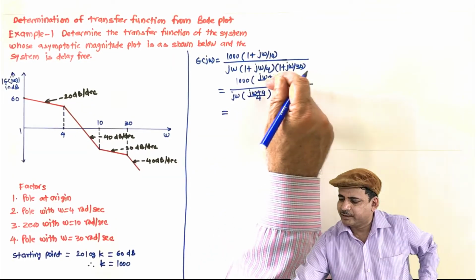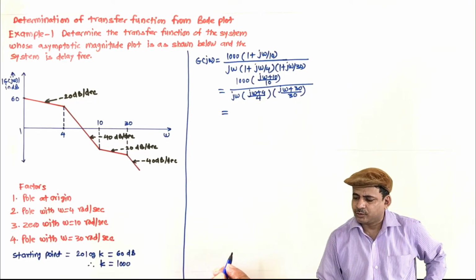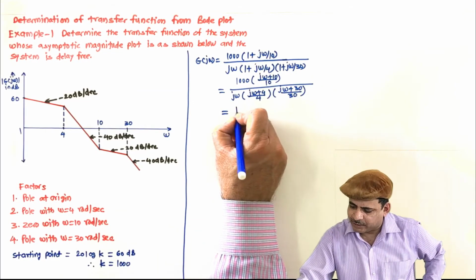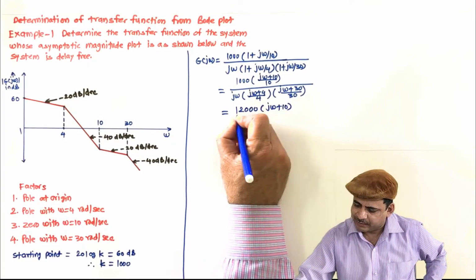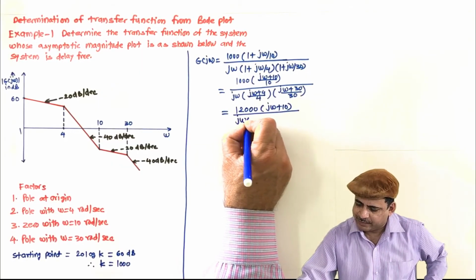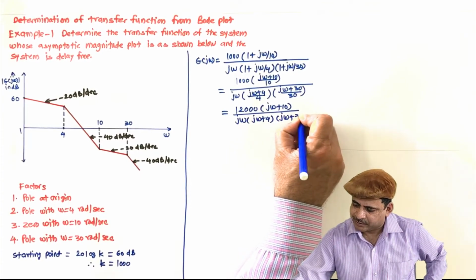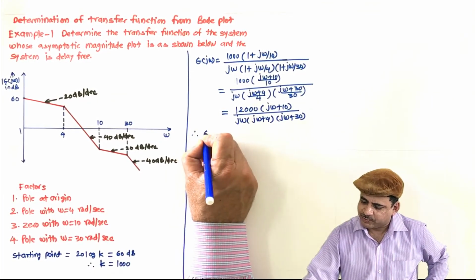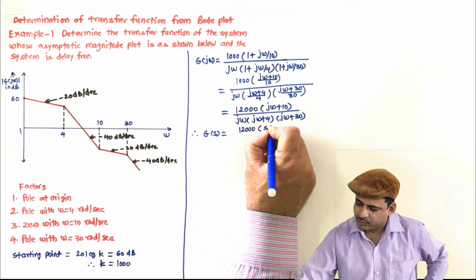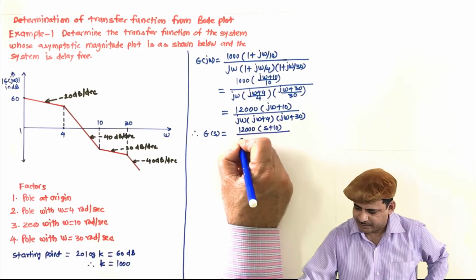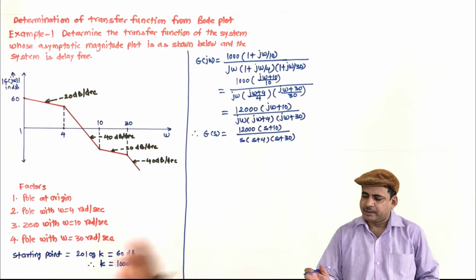And that means this will be 100 into 120. So it will be 12,000 into (jω + 10) divided by jω into (jω + 4) into (jω + 30). And so its transfer function G(s) is 12,000 into (s + 10) divided by s into (s + 4) into (s + 30).